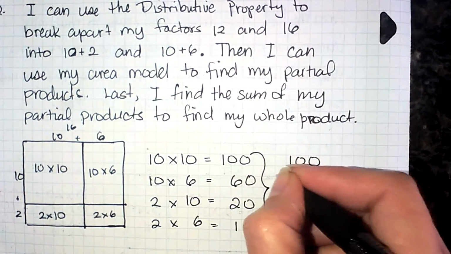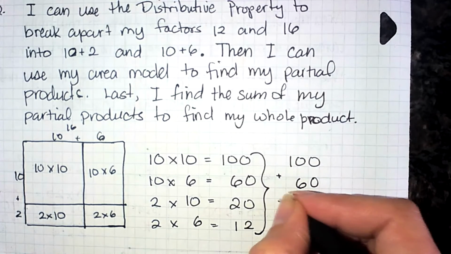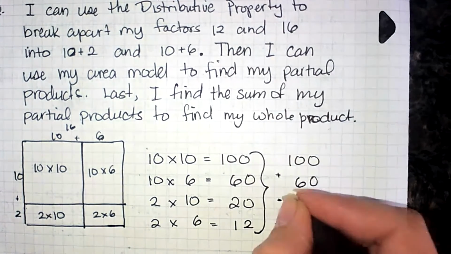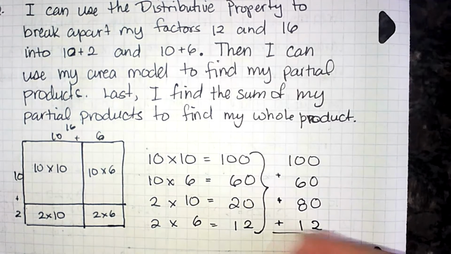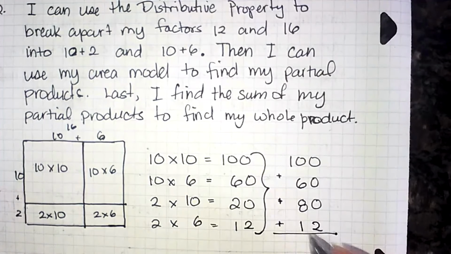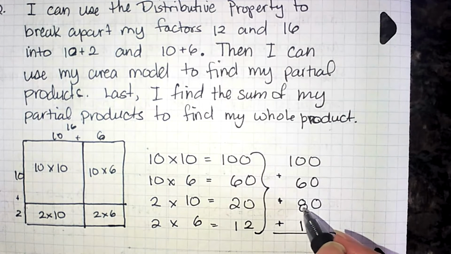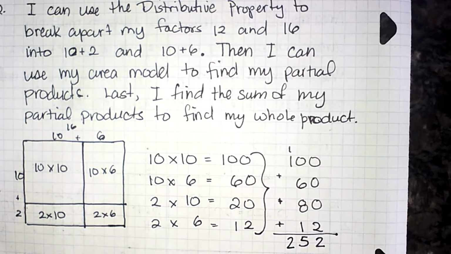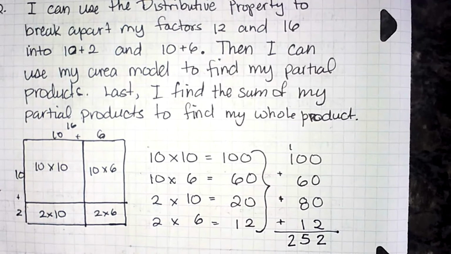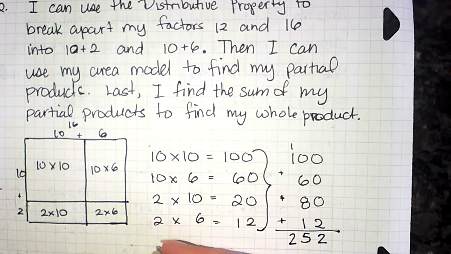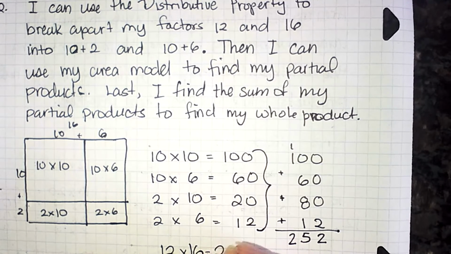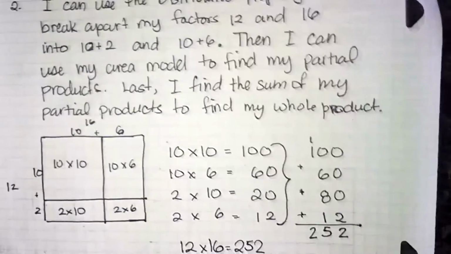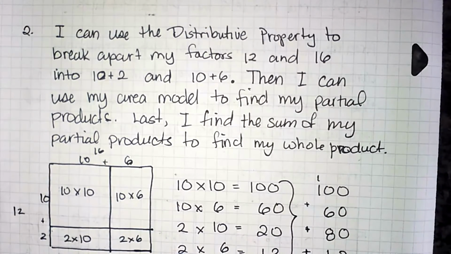So we're going to do 100 plus 60 plus 20 plus 12. Now I wrote them in place value order. 0 and 0 and 2 is 2. 6 and 8 we said is 14 plus 1 more is 15. So I put that and I carry my 1. And 1 and 1 is 2. So my answer over here is going to be 252. So 12 times 16 equals 252. Now I know that was a lot of work for this question, but I did want to make sure you guys fully understood how to solve it.